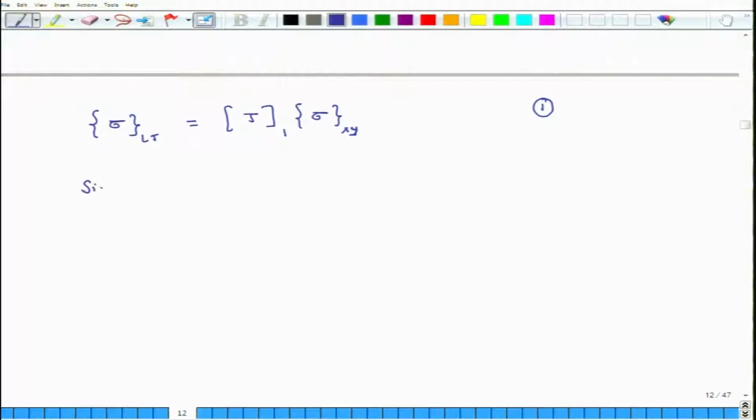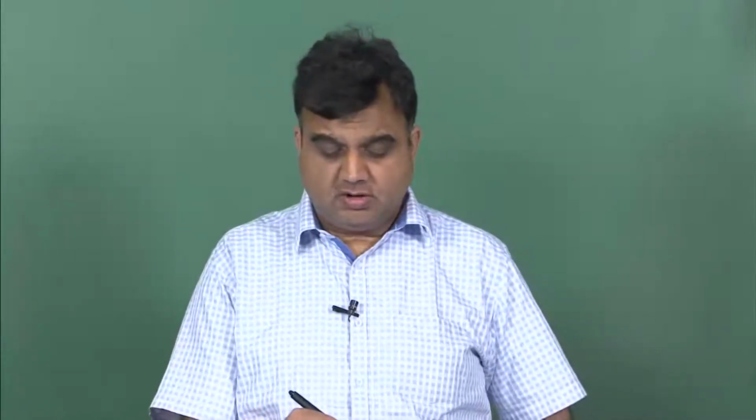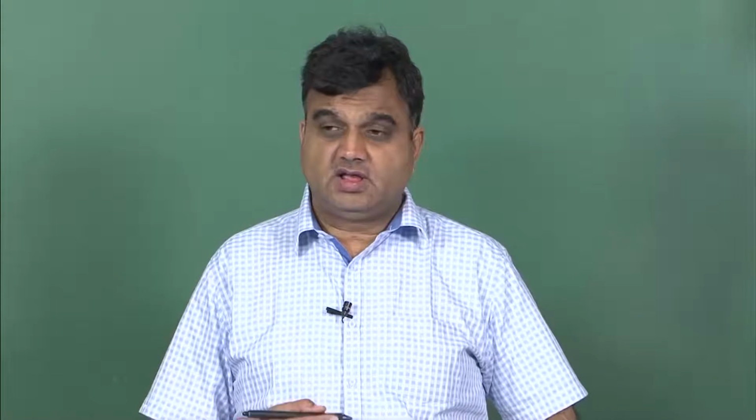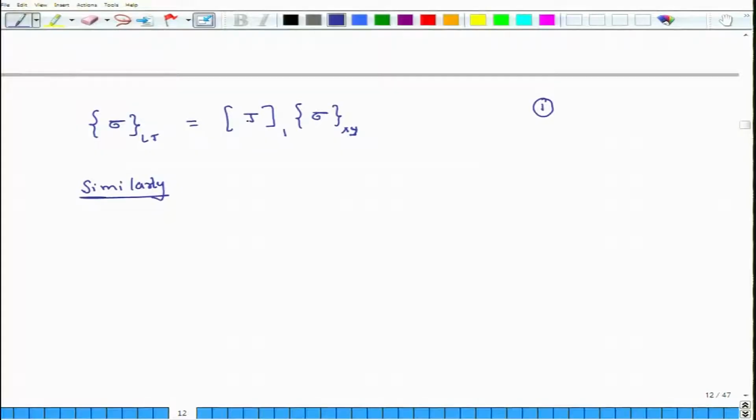Similarly, there is a transformation matrix for strains also. Okay. And if we used tensor strains, then the transformation from LT to xy is identical, but because in our regular practice we tend to use engineering strains, and in engineering strain gamma xy is twice the tensor strain, because of that reason, the transformation matrix for strain is slightly different. So, we will write that relation also.